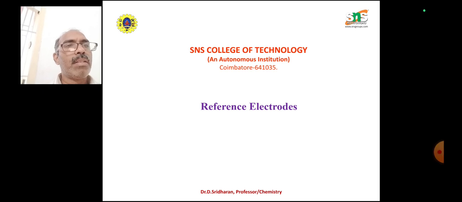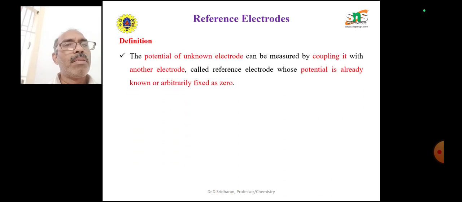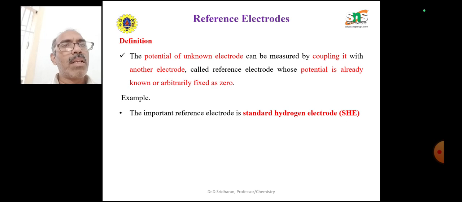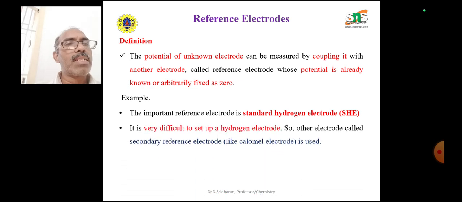In this lecture, we are going to see about reference electrodes. The potential of an unknown electrode can be measured by coupling it with another electrode called a reference electrode, whose potential is already known. They are classified into two types: primary reference electrode and secondary reference electrode. For the primary reference electrode, the important example is the standard hydrogen electrode. It is very difficult to set up a hydrogen electrode, so we use another electrode called a secondary reference electrode, for example, the saturated calomel electrode.